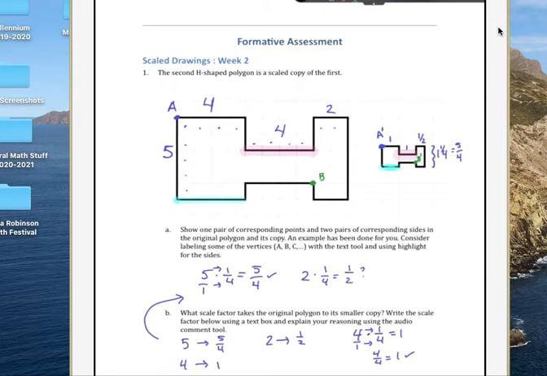Well, let's see. So 2 over 1, I have 2 on the top, and then I have 4 on the bottom, which equals 1/2. So that checks out. So my scale factor for this particular problem is going to be 1 over 4. Okay, so that was the scale factor for that one. A little tricky. All right, let's try the next page.